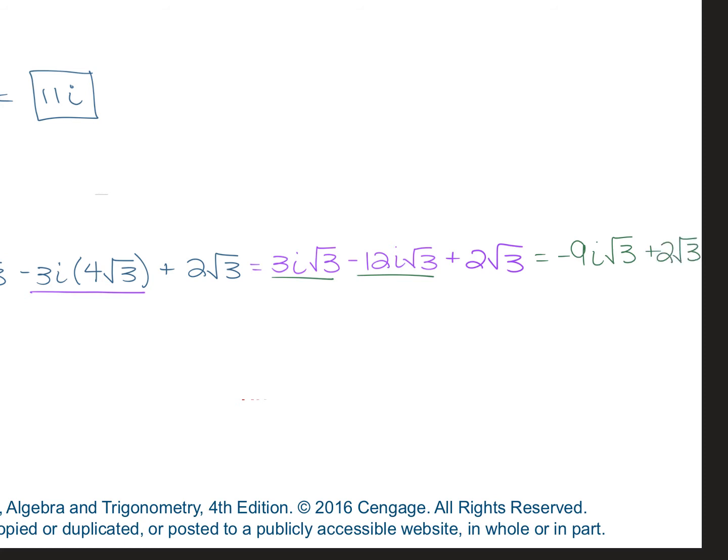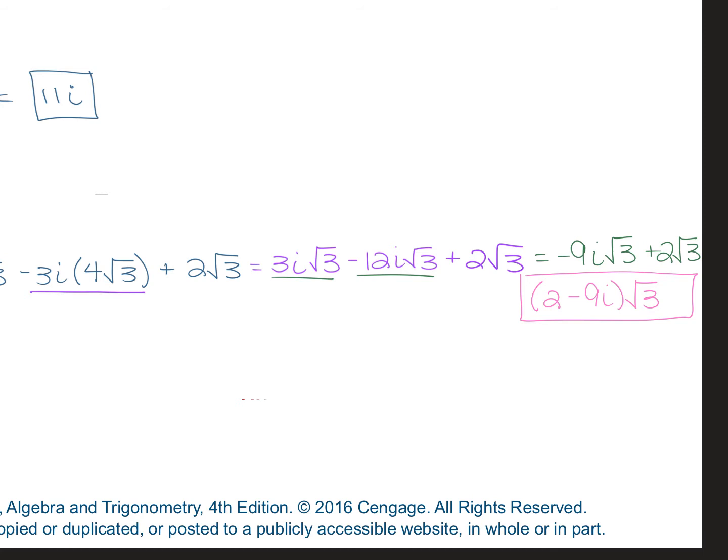Now you can leave it like this, or you can simplify it even further. If you simplify it even further, your 2 is your real part, your -9i would be your imaginary part. They both have the square root of 3 attached to them. So you'll go parentheses 2 minus 9i times the square root of 3. So you could give me what's in the pink, or you can give me what's in the green.